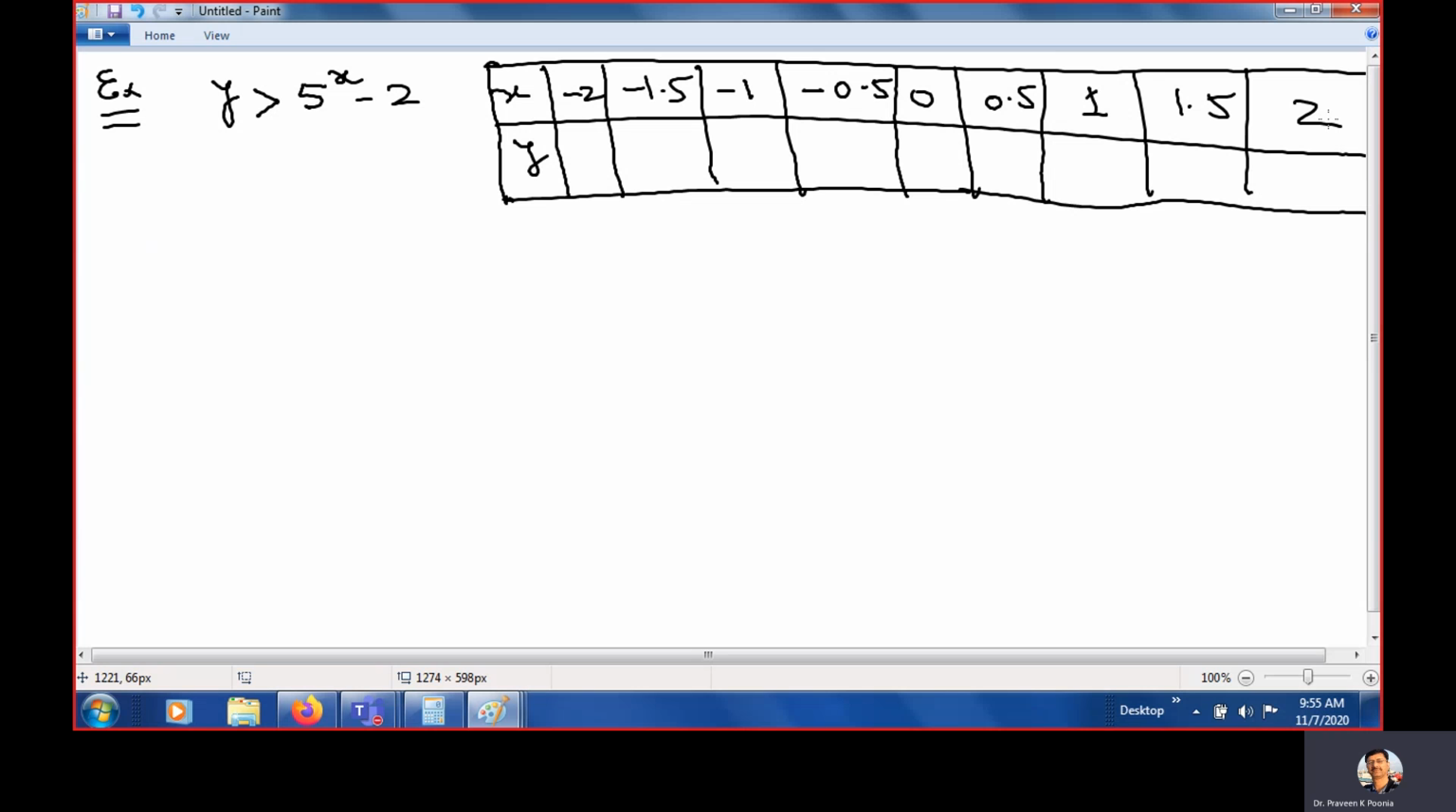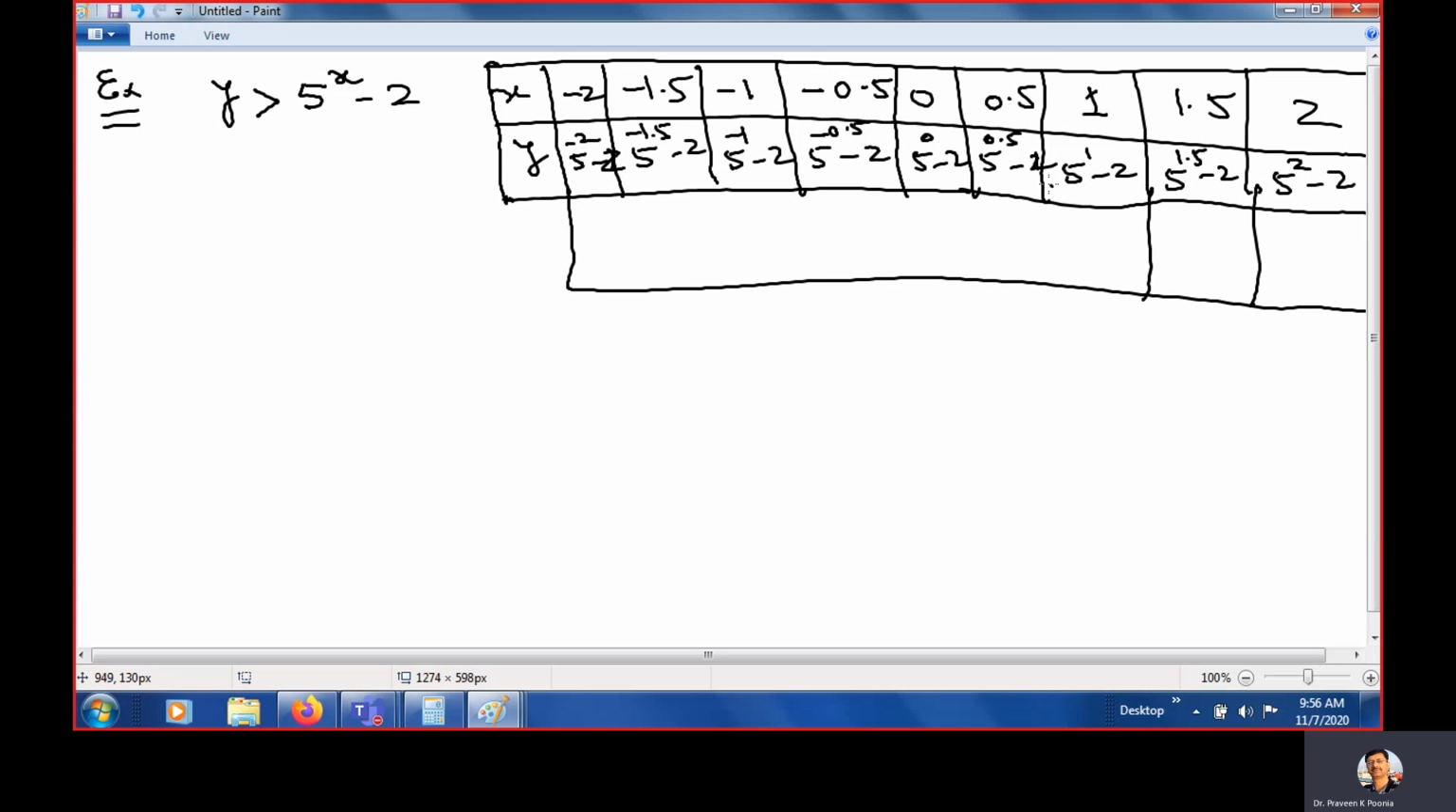So if we put these values, what will be? It will be 5 power 2 minus 2, 5 power 1.5 minus 2, 5 power 1 minus 2, 5 power 0.5 minus 2, 5 power 0 minus 2, 5 power minus 0.5 minus 2, 5 power minus 1 minus 2, 5 power minus 1.5 minus 2, 5 power minus 2 minus 2. Now you need to find the values of these.